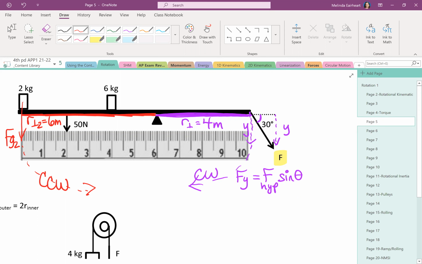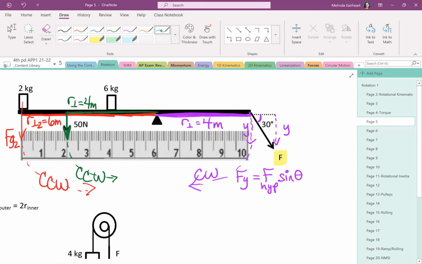Okay, next force it shows is the 50. And so that one's already drawn in. If you want, I can color it in there for us. And so it's down on the left. That's also going to be a counterclockwise torque. Lever arm from the force to your axis of rotation. R perp for the green would be 4, right? 2 to 6. So 4 meters.